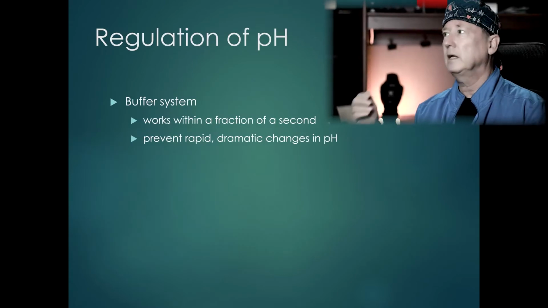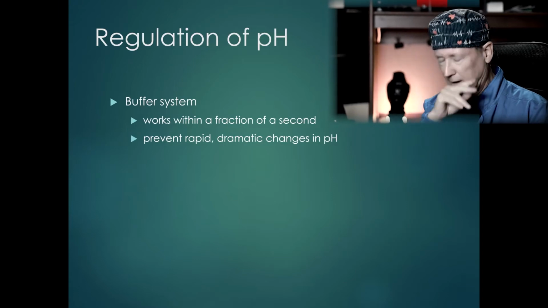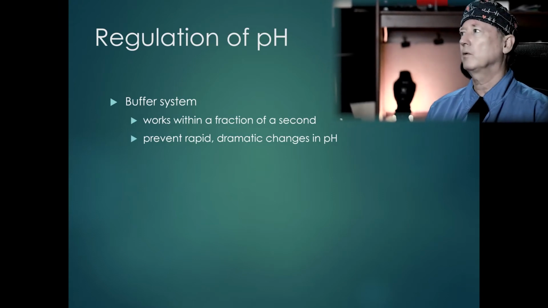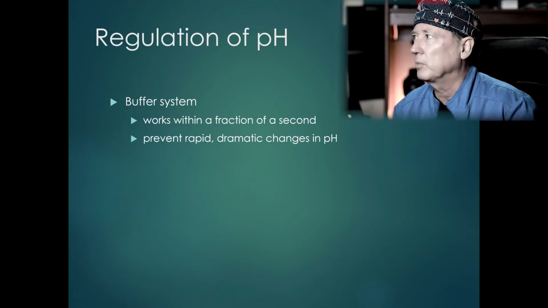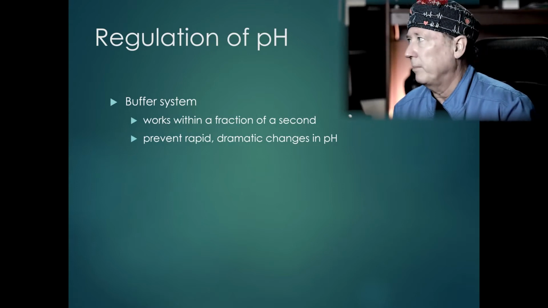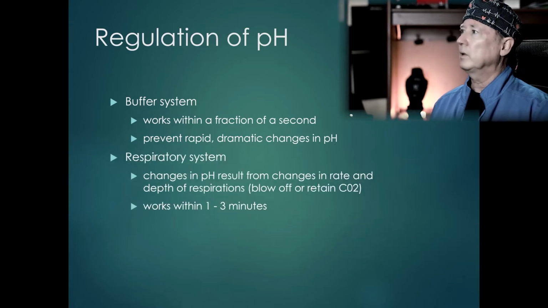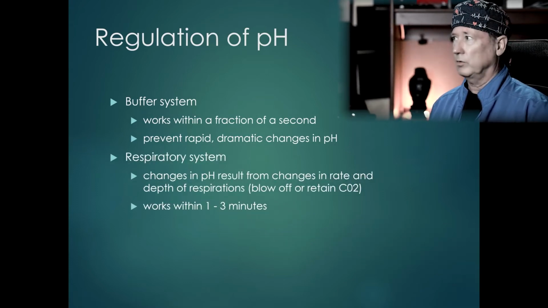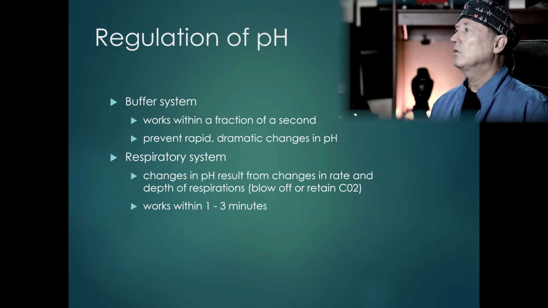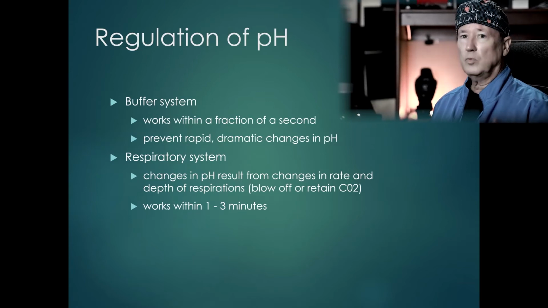Okay, in the regulation of the pH, we have one component, the buffer system. It works in a fraction of a second, but it takes days to reach its peak. It prevents rapid and dramatic changes in pH. Then we have the respiratory system, retaining or blowing off CO2. This works quickly.